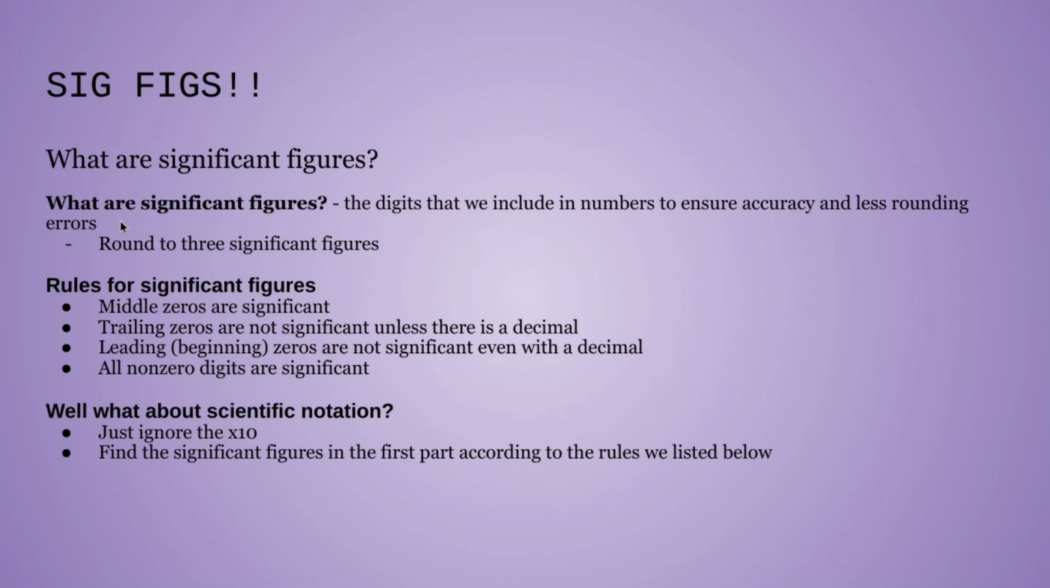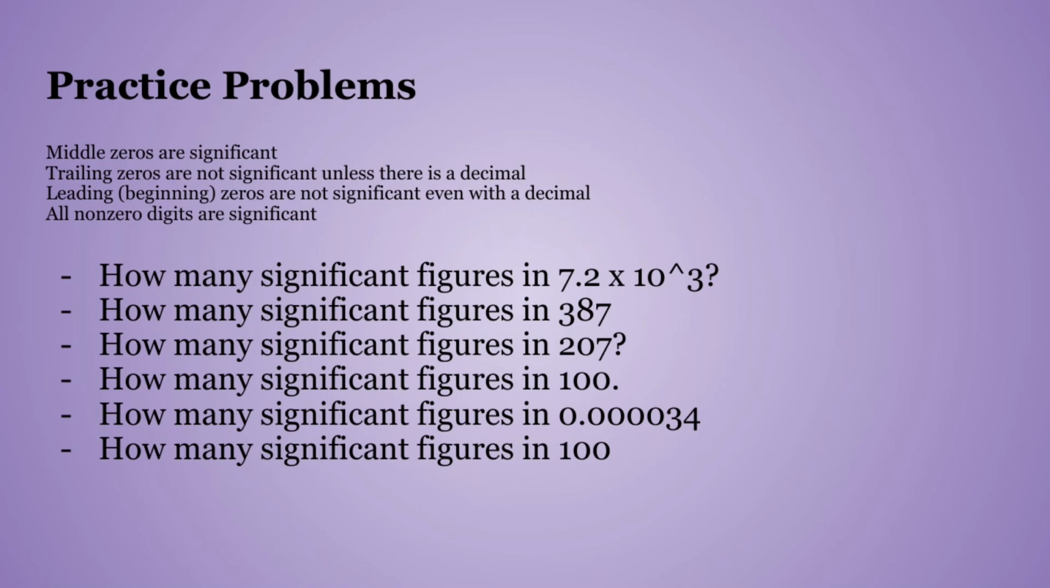So some rules for significant figures are that middle zeros are significant, trailing zeros are not significant unless there is a decimal, leading or beginning zeros are not significant even with a decimal, and all non-zero digits are significant. What about scientific notation? You just ignore the times 10 to the power of whatever part. Just use the number at the beginning of the scientific notation. I'm going to show you a couple examples with these rules because I don't expect you to understand what I just said.